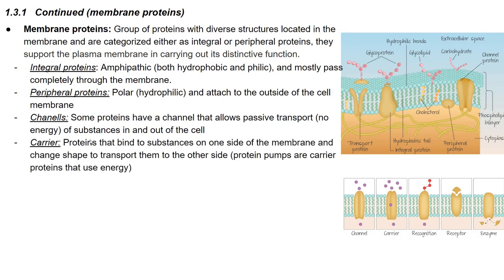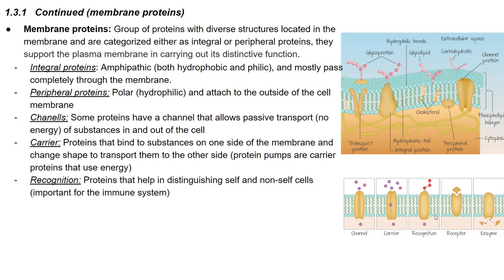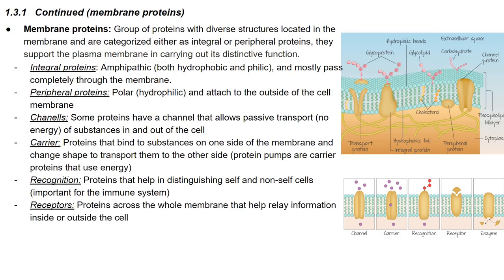Then we have a carrier protein, which is a protein that binds to substances on one side. So say it binds right here, and then the protein changes shape to transport them to the other side. And then protein pumps are also carrier proteins, but they use energy. Then we have recognition proteins, which help in distinguishing self and non-self cells, meaning they help distinguish cells from one another, which is really important for the immune system. Then we have receptor proteins, which just help in the communication of information inside or outside of the cell.